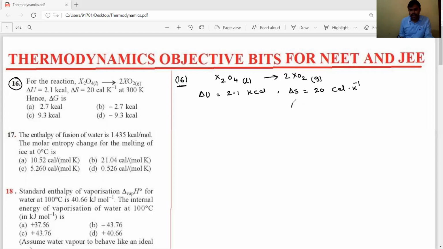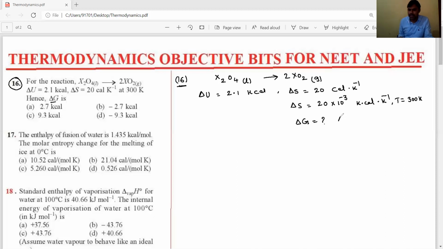Okay, this 20 calories you have to convert into kilocalories. Then it is 20 into 10 to the power of minus 3 kilocalories per Kelvin inverse. Okay, students, and the temperature they give is 300 Kelvin. So for this relation, we have to find out the delta G value. What is delta G and how to find out delta G?